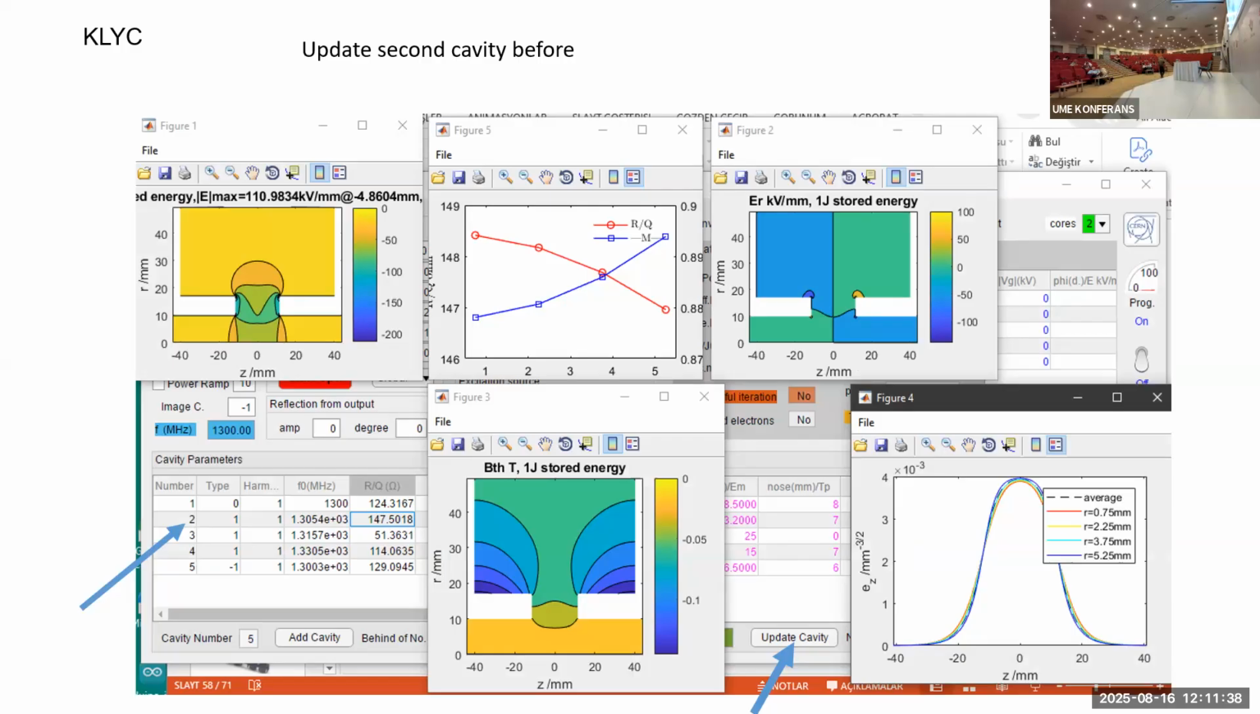If you start the simulation, then you have to wait about 10 hours. Due to that, you check all the cavities by pressing this button, and you can be sure of all of the physical parameters.